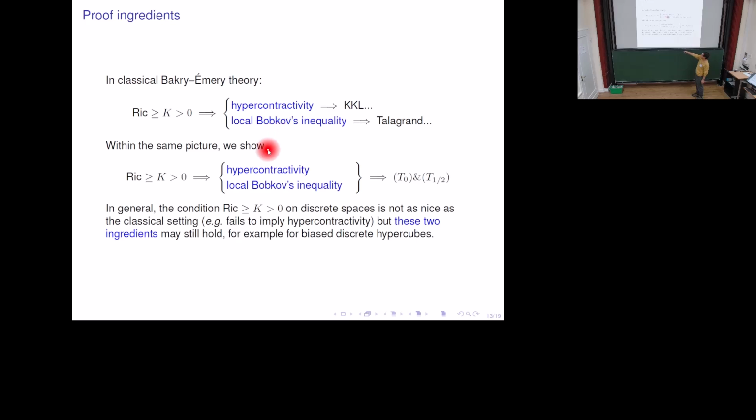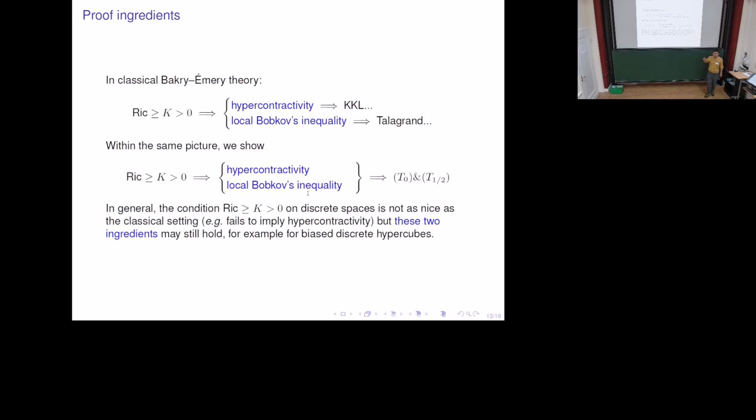For example, you can verify that the classical Boolean cube has a positive Ricci curvature lower bound, but this does not imply hypercontractivity. So the story stops here, but you can still prove the same result because the two main ingredients in the middle are still there for the discrete spaces, such as the biased hypercubes. So that's why the statements of the two results in two different settings are different, but essentially the main ingredients are these two tools in the middle.